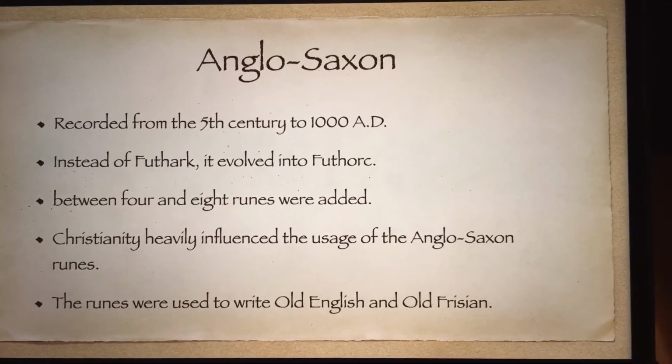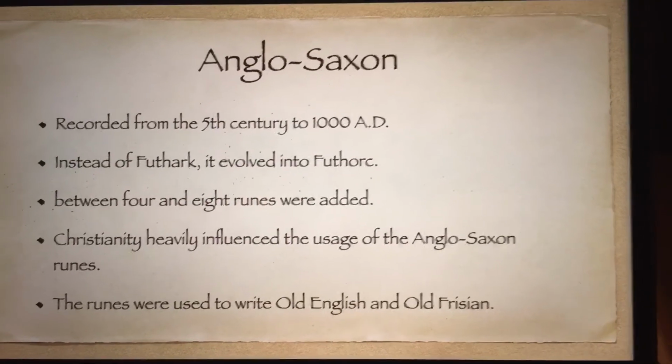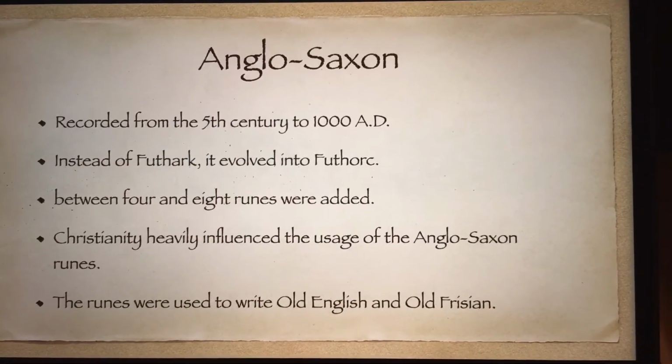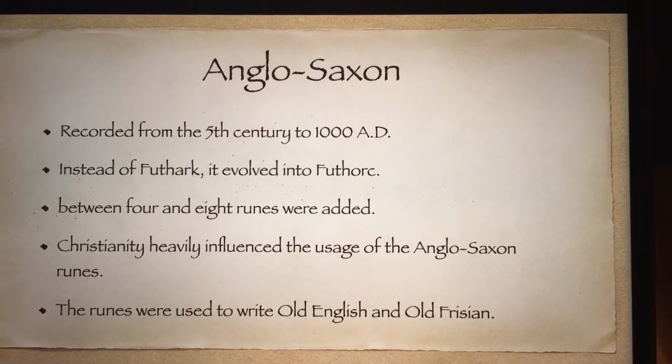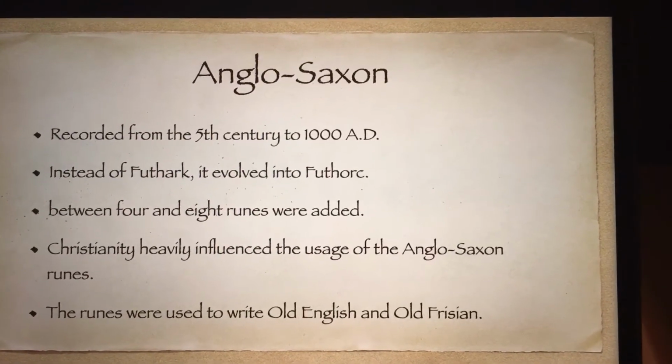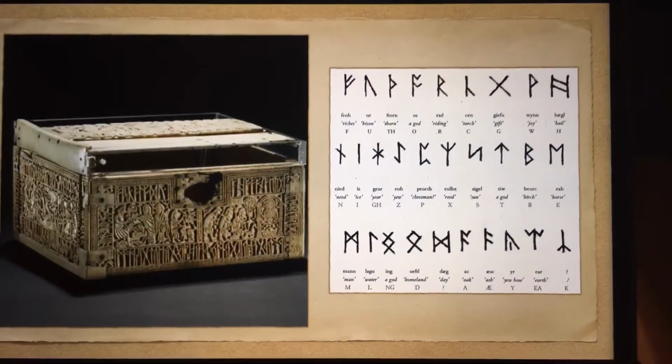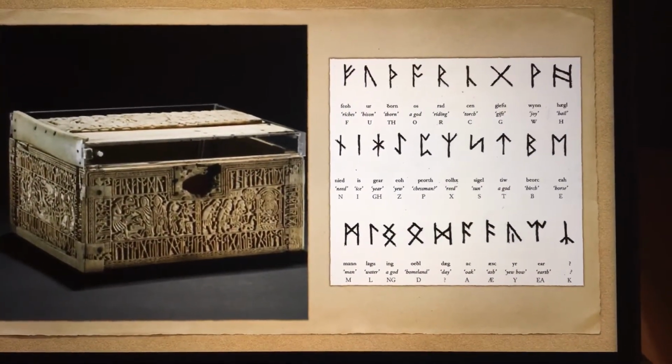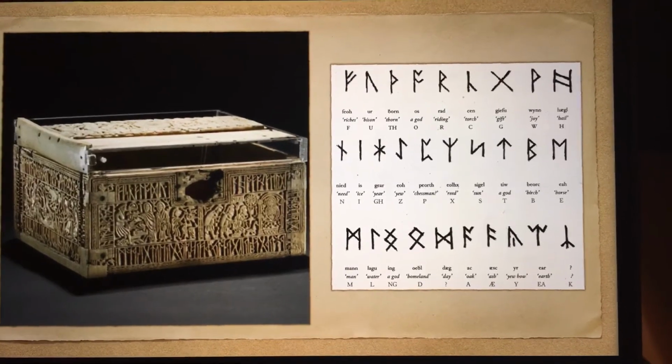Christianity heavily influenced the usage of the Anglo-Saxon runes, and these runes were used to write Old English and Old Frisian. Here we have an example of the influence of Christianity with the inscribed box with a chart of Anglo-Saxon runes on the left. On the right, we have the actual Anglo-Saxon runes.